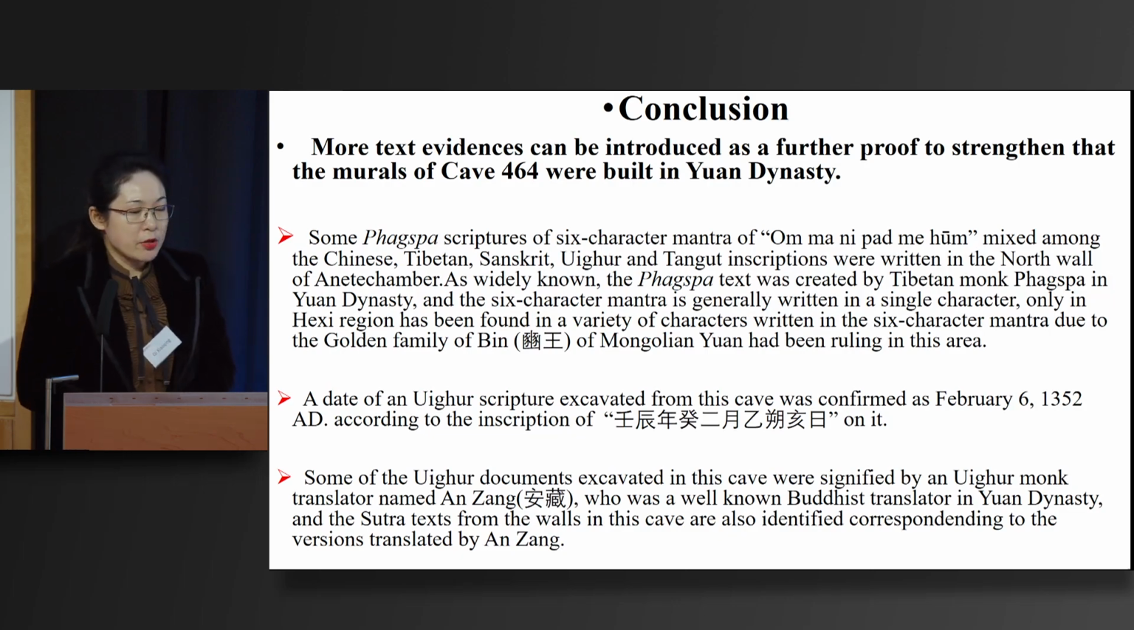I also want to mention that this translator named Anzang has his name found in the history document Yuan Shi and other documents of the Yuan Dynasty.